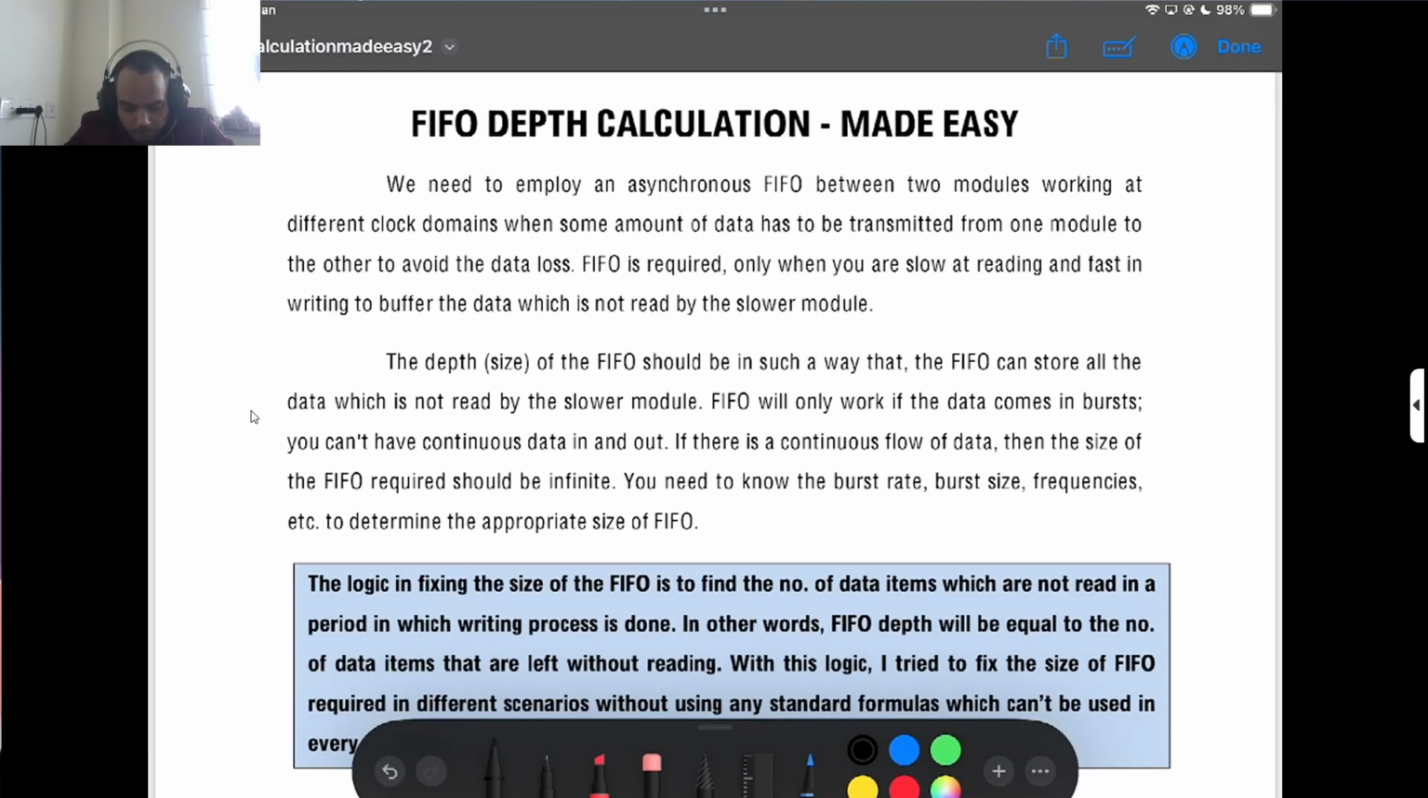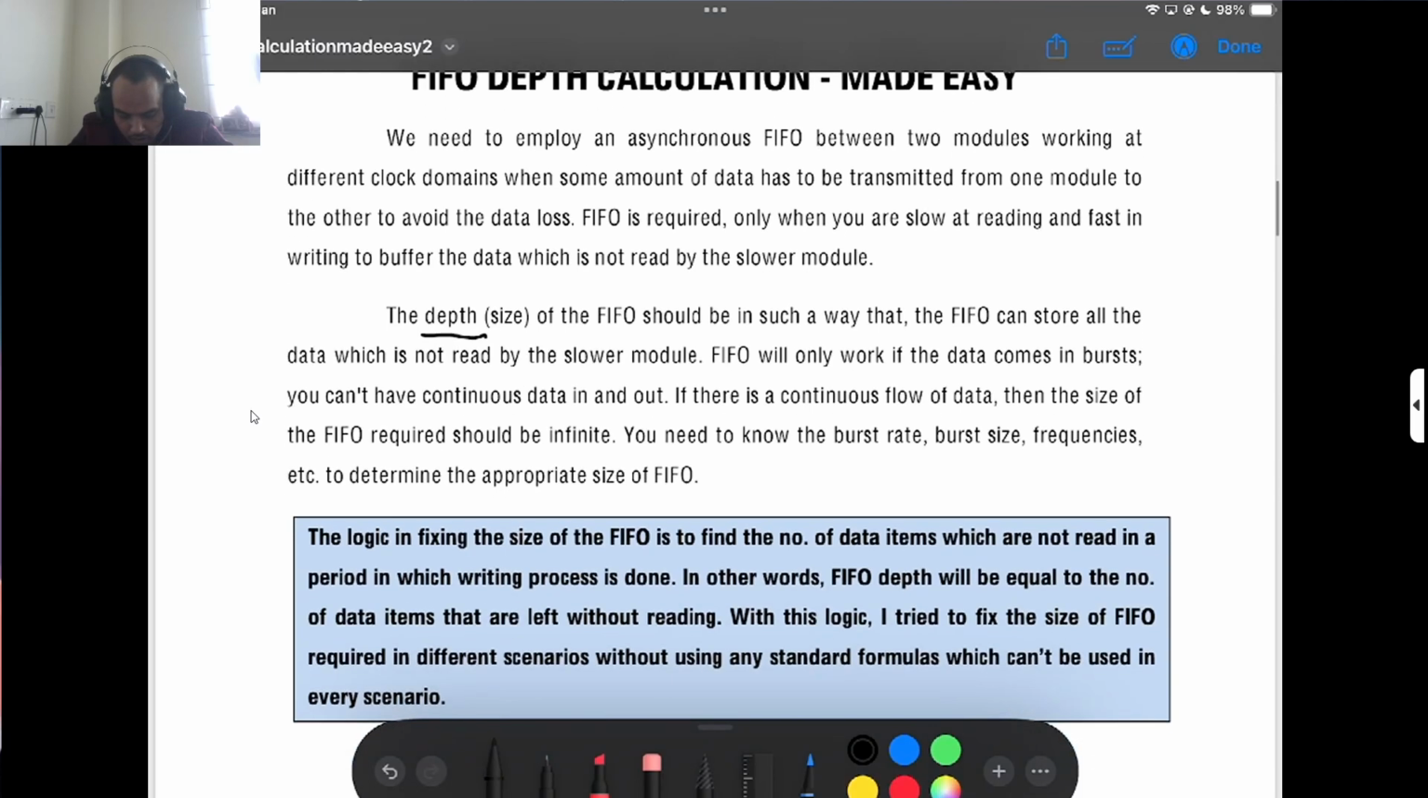So the depth is basically the size of the FIFO, which should be such that the FIFO can store all the data which is not read by the slower module. A FIFO will only work if the data comes in bursts. You can't have continuous data in and out. If there is a continuous flow of data, then the size of the FIFO required would be infinite.